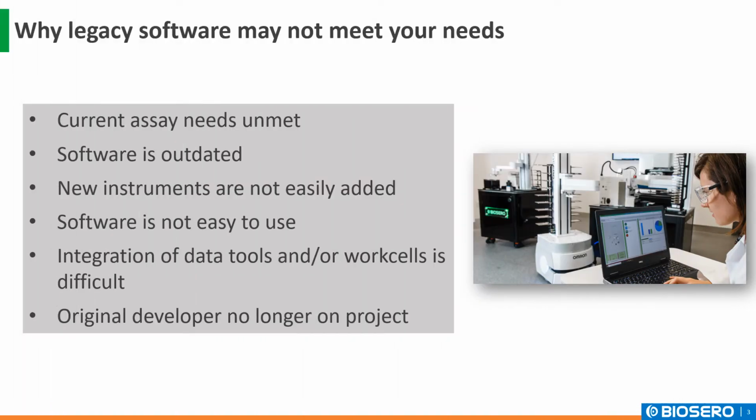Here's a small list of some of the reasons why legacy scheduling software may not meet your needs. Current assay needs are unmet. Legacy platforms are often limited in scope. They're originally designed to perform one narrow and simple task, and often not doing that efficiently. Evolving science means changing needs. Automation of new assays, methods, instruments, as well as the introduction of new data management tools. New research projects and directions now require automation to work in a more dynamic environment.